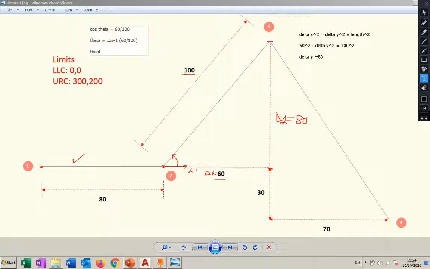The theta will be 50 something, 53 point something. If you use cosine inverse on your calculator, 60 over 100 gives 53.13, which is the angle we have here, even without finding delta y. Well, this is also possible.